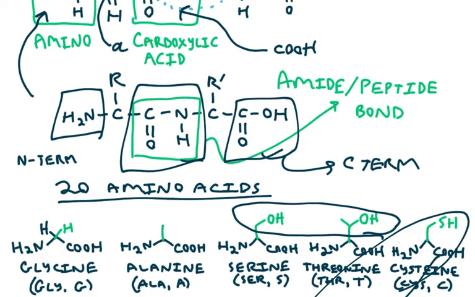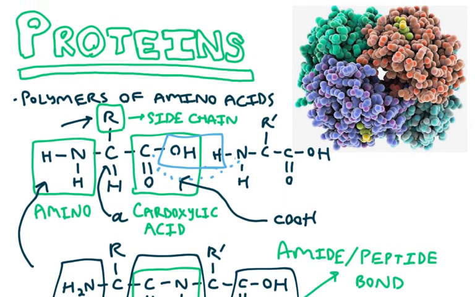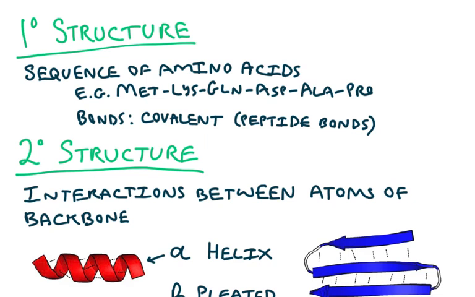So how does protein structure work? There are 4 different levels. And in the end, we want to make something big and complicated like the hemoglobin shown up here. The first level of structure is primary structure. Primary structure is just the sequence of amino acids.